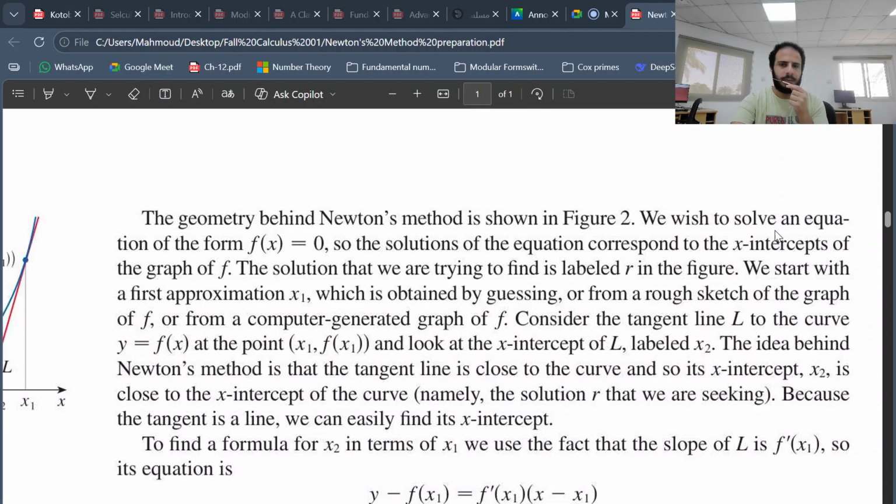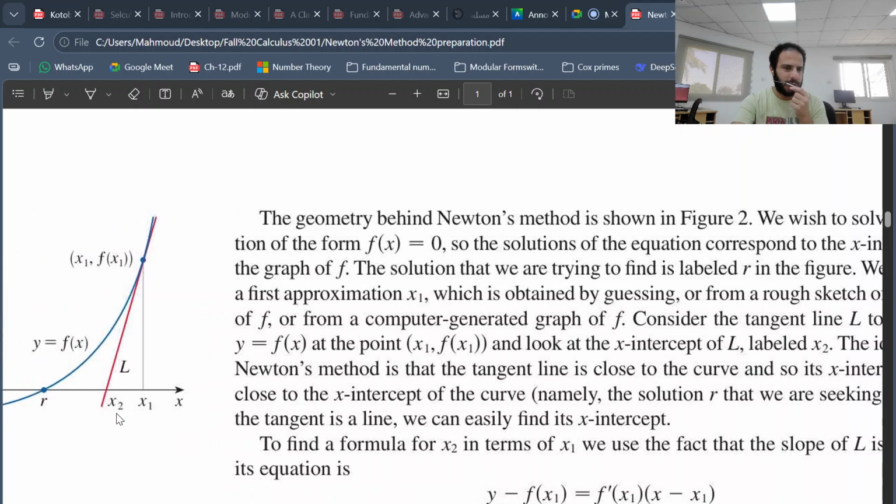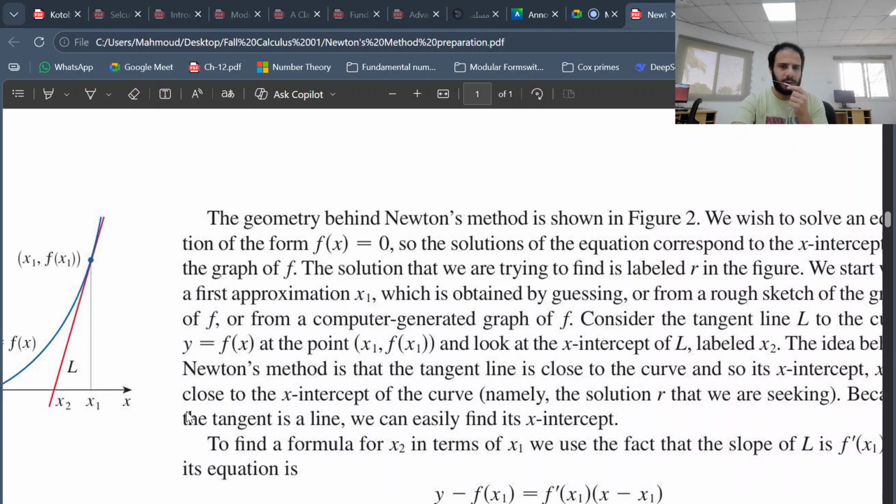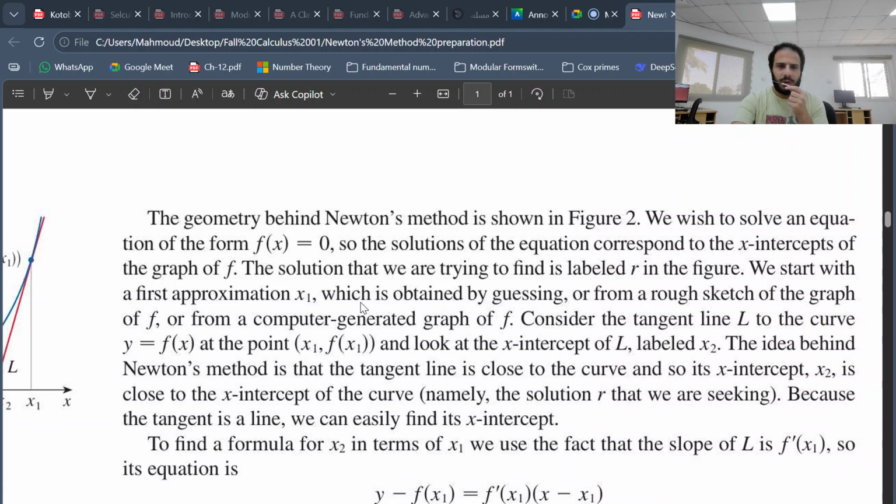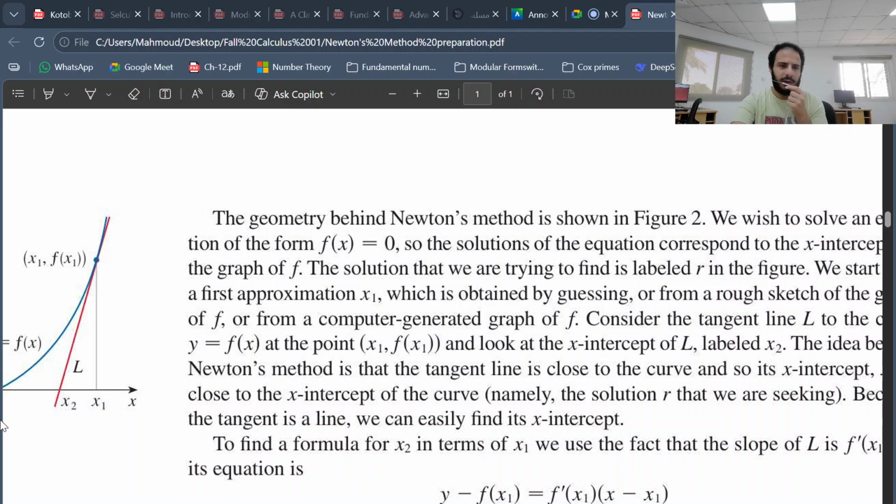So the geometry behind Newton's method is shown in figure 2. We explained this. We wish to solve an equation of the form f of x equals 0. So the solutions of the equation correspond to the x-intercepts of the graph of f, the intersection with the x-axis, as I told you. The solution that we are trying to find is labeled R in the figure. See here, it's R.